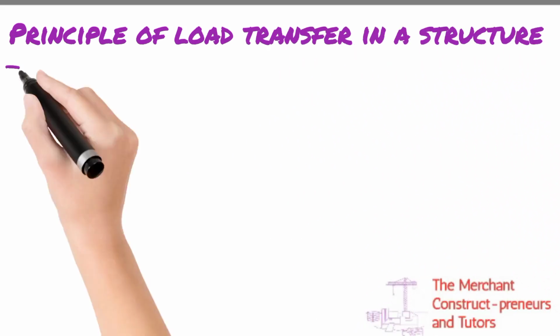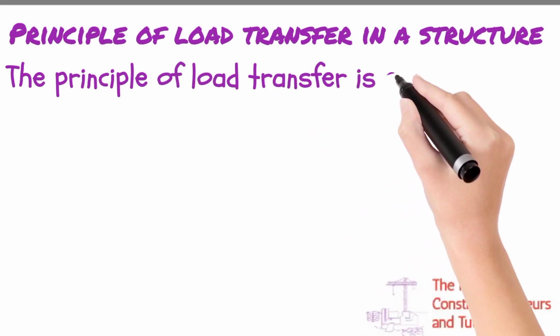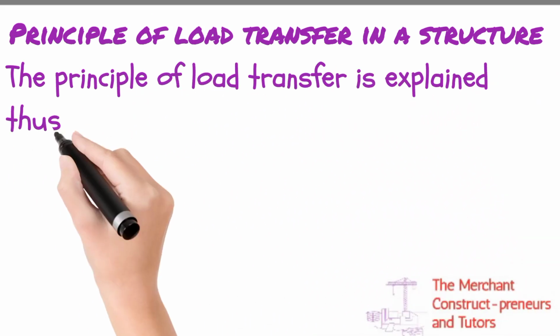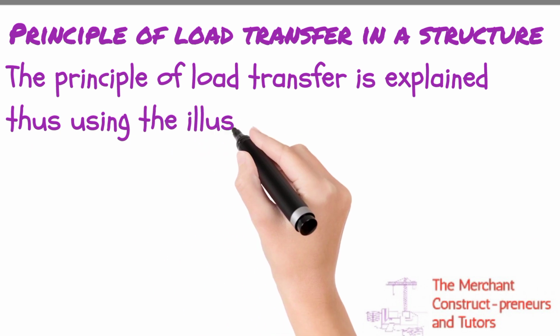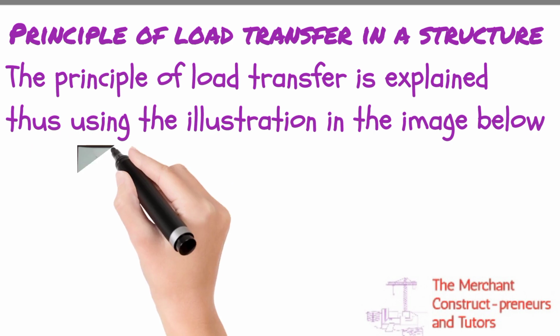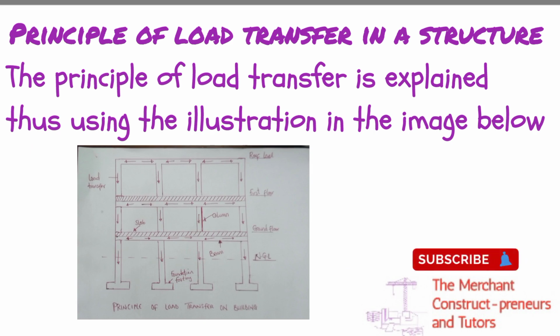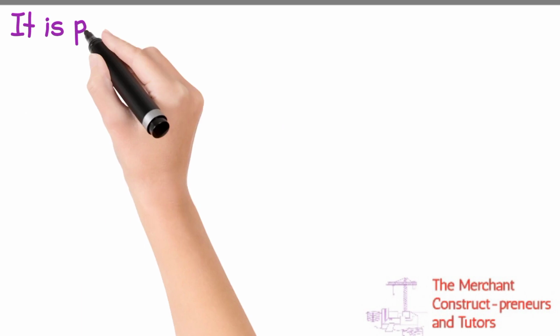So just using this as an illustration to explain how loads are being transferred in the structure. It is pertinent to know that the direction of load transfer on the structure is from the top to the foundation. It is usually horizontal for structural elements such as slabs and beams, while for columns and reinforced concrete walls, the direction of load transfer is vertically downward.